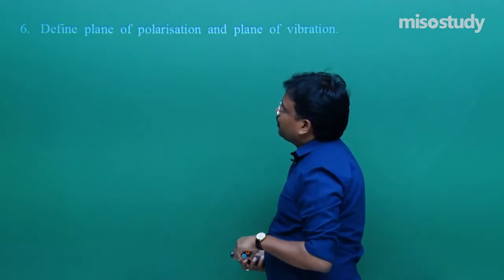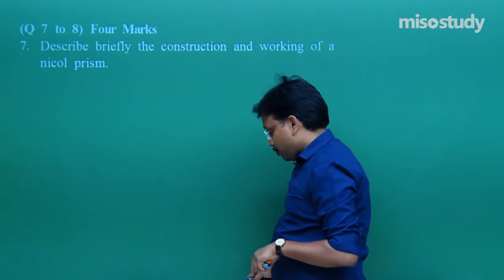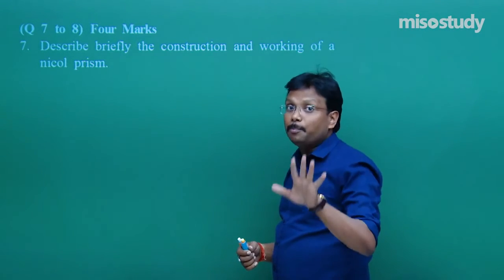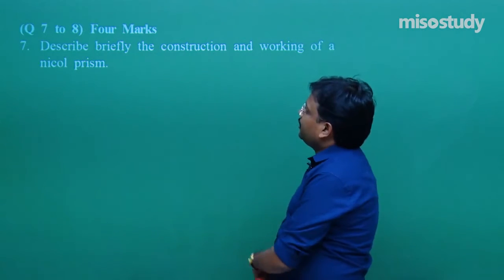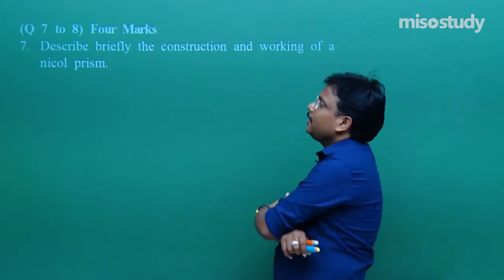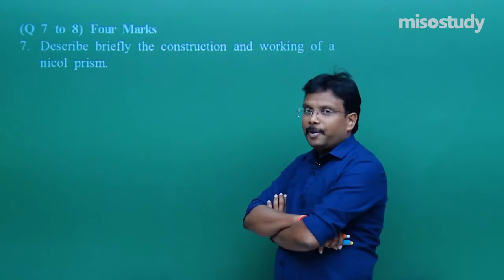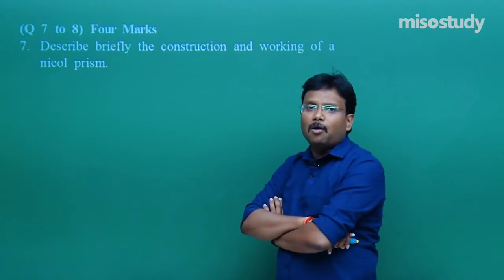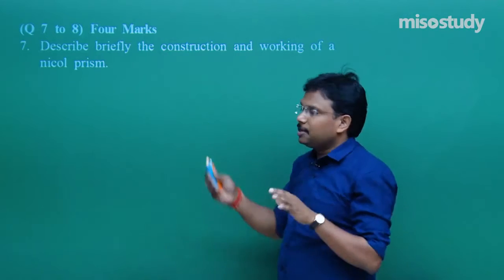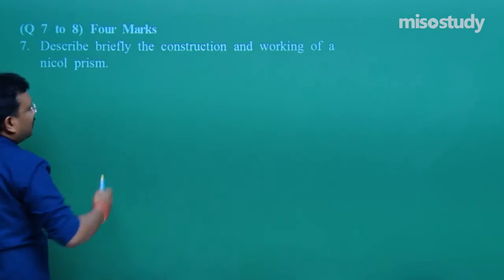Then comes question number 7. Now 7 and 8 are 4 marks questions. So here obviously you have to expand your answer to more than one page with proper information. Okay. Describe briefly the construction and working of a Nicol prism. I already provided the details of this Nicol prism in one of my regular videos, but just for the sake of giving you a fresh revision, I would like to mention some important points over here. Fine. So first you should start writing the answer like this.